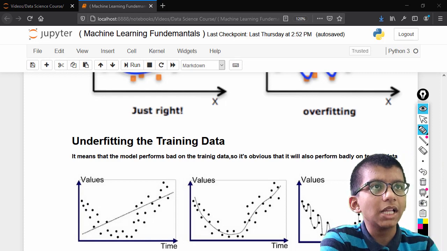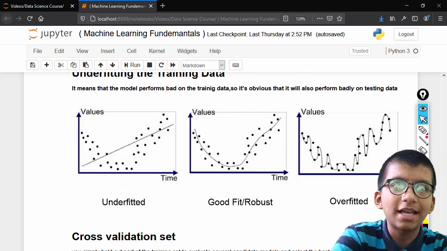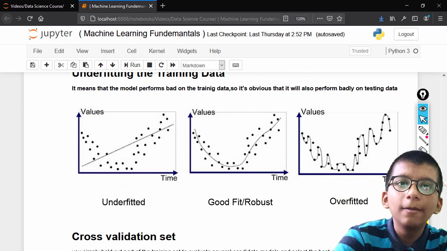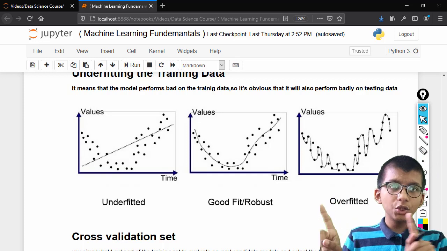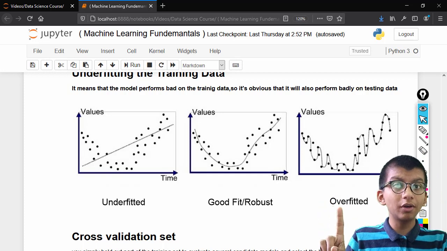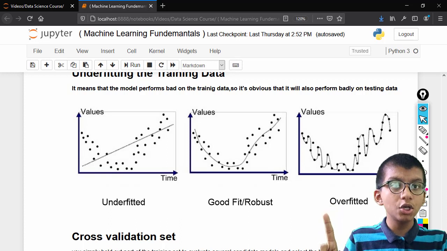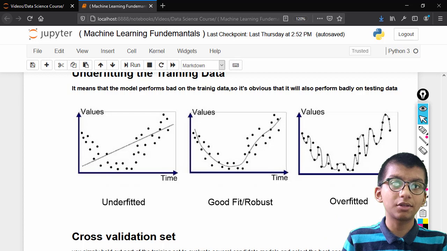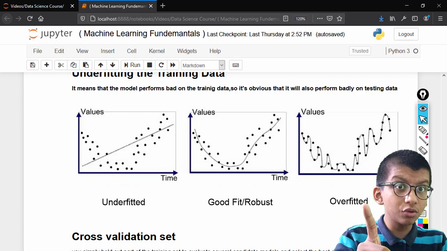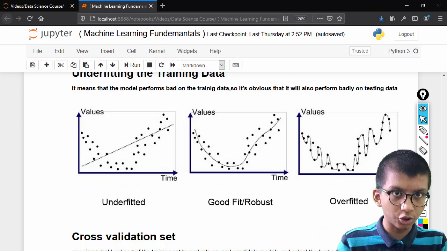Okay, so let's talk about one last topic, which is the cross validation set. Let's take an example. Let's say you want to go from point A to point B. There will be many modes of transport. You can go with a bus, a train, a flight, or a bicycle, any kind of transport. But the one you choose is the most efficient mode of transport in that situation.